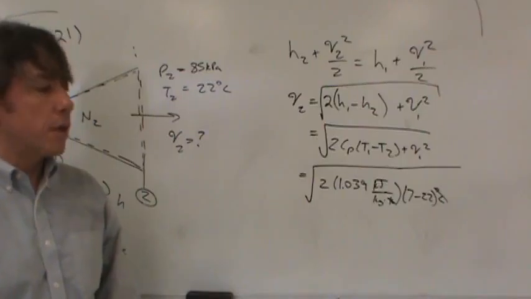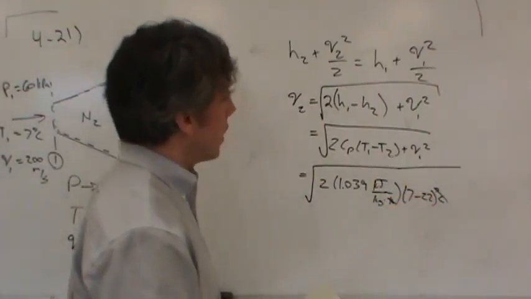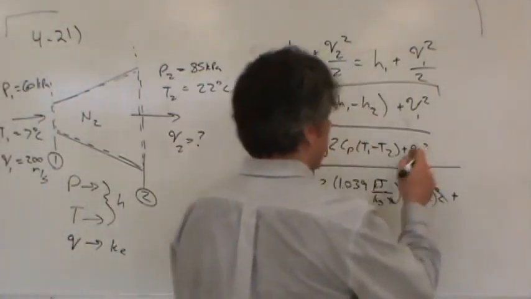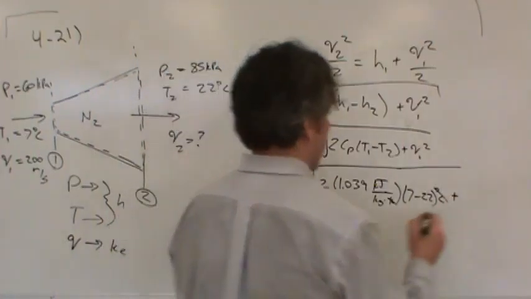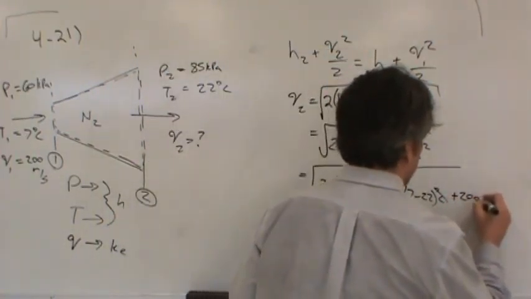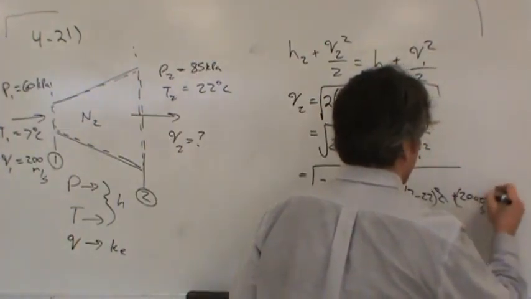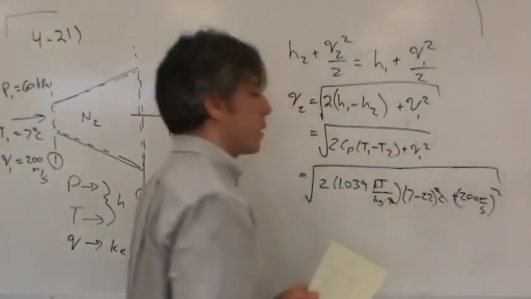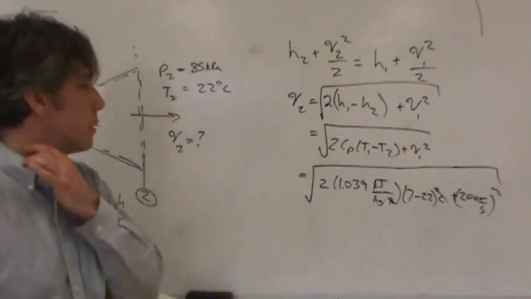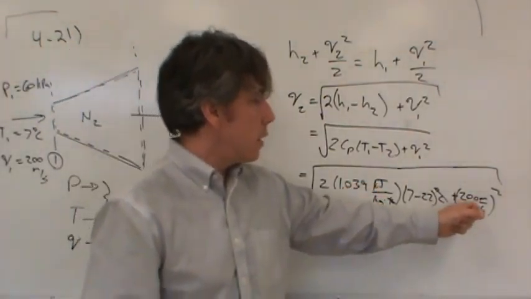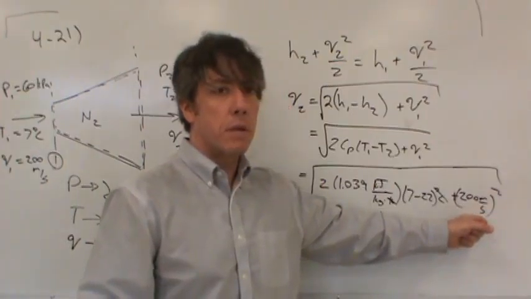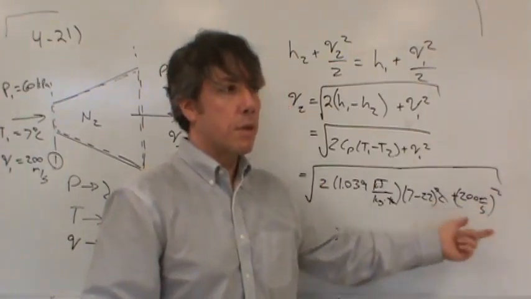Because it's changed, right? Both of these are changes. So that works. Now let's not forget we need plus V1 squared. Now V1 is 200 meters per second squared. Can we just throw all of this into our calculator? Well, wait a second. We've got kilojoules per kilogram here and meters squared per second squared. We can't just put those two things together, right?